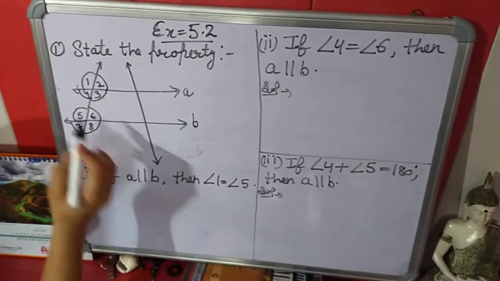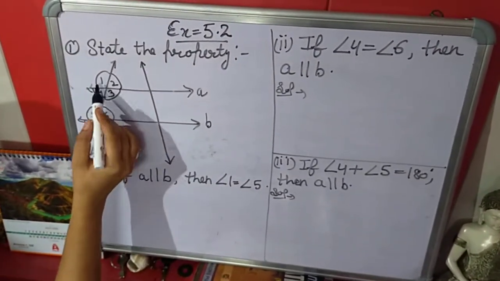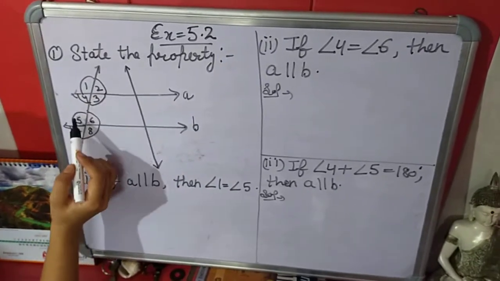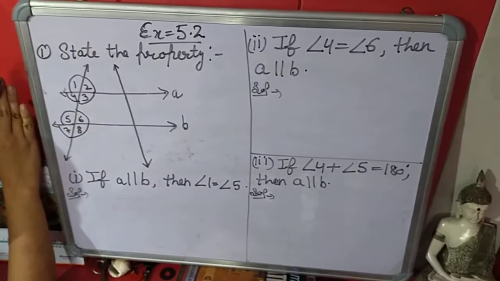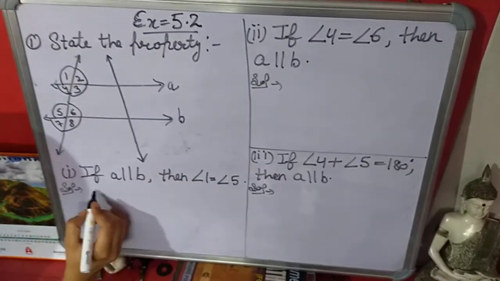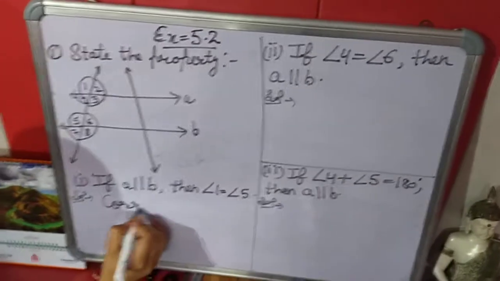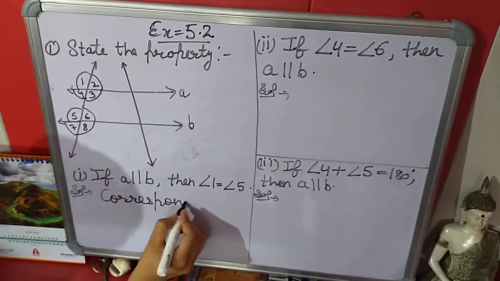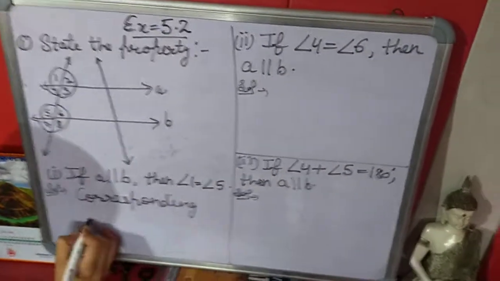If angle 1 is equal to angle 5, it means they are corresponding angles. Why? Because both angles are on the same side of transversal line and one is exterior and one is interior. So these are corresponding angles.